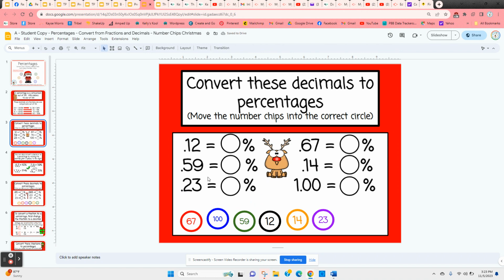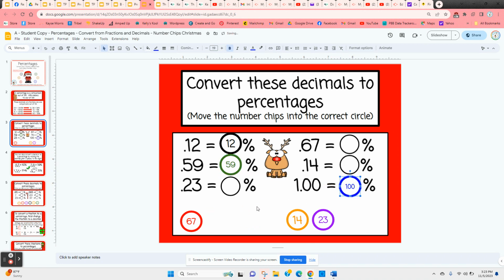And some very easy conversions. So 12 hundredths would be 12%. 59 hundredths, 59%. And then one whole again would be 100%. So they've got every number they need on every slide. And if they get to the end of a slide and the numbers aren't working, then they know they've made an error somewhere and they need to go back and check. So in that way, it's self-checking.